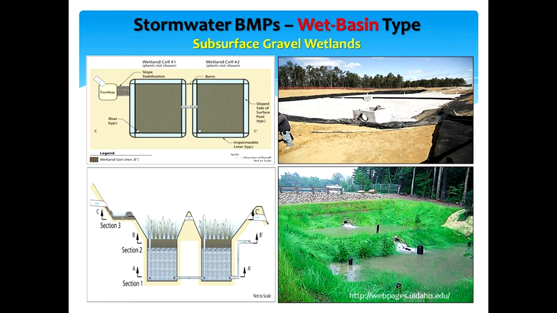In contrast to wet ponds and constructed wetlands, subsurface gravel wetlands contain a limited amount of runoff above the soil layer that allows the wetland plants to grow. The soil layer is poorly drained and must stay moist to support the vegetation.